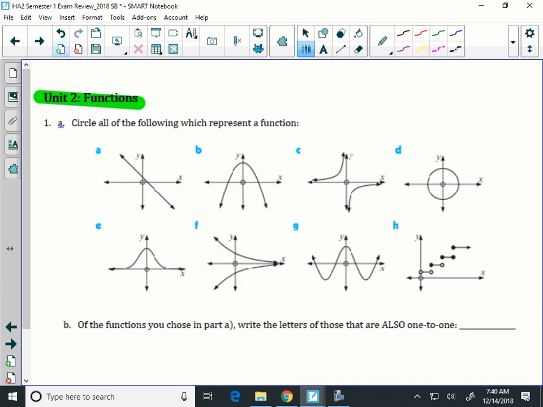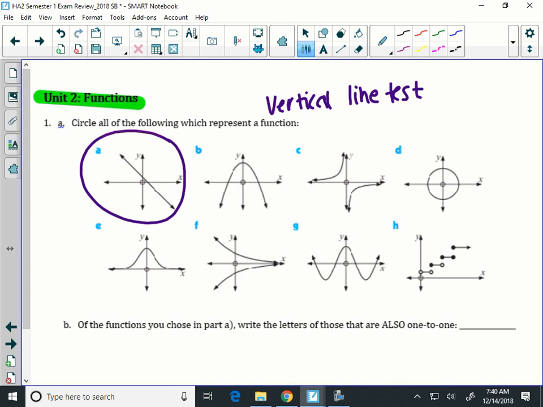Remember, to decide if a graph represents a function, you need to decide if it passes the vertical line test. The vertical line test means that if you drew a vertical line through each graph, the vertical line would only pass through the graph one time. It looks like A is going to be a function. B also seems like it represents a function. I would say C as well.